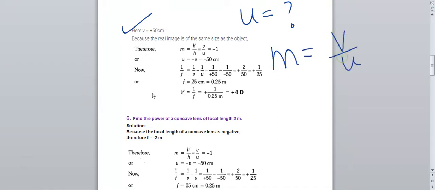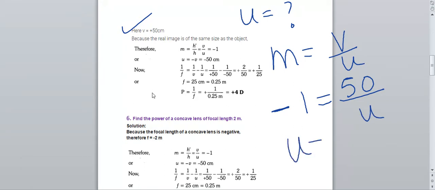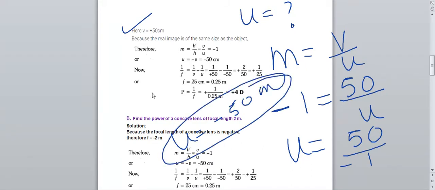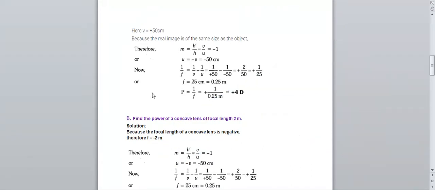This is the formula which we can use for lens. So magnification is -1, v is given as 50, u we don't know. So we can write that u is equal to 50 divided by -1. So your answer will be u is equal to -50 centimeter. And also we know that object distance u is always taken as negative. So it is -50 centimeter.